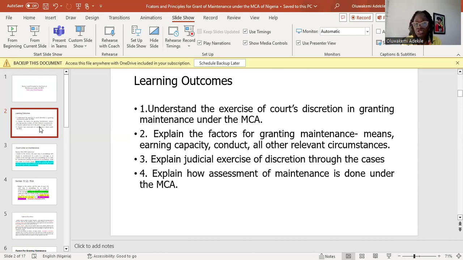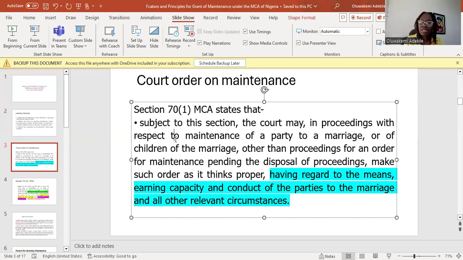Having laid the foundation in previous presentations that maintenance is a financial award as against a property award, now, on the court order on maintenance, the focal point in terms of law is Sections 71 and 72. We've identified the differences between the two provisions, but they both allow the court to make an order of maintenance. One, Section 71, is a permanent order, and the other is a temporary order. But in making these two orders, Section 70 says that the court will have regard to the means, the earning capacity, and the conduct of the parties to the marriage, and all other relevant circumstances. So you can see there the means, the earning capacity.